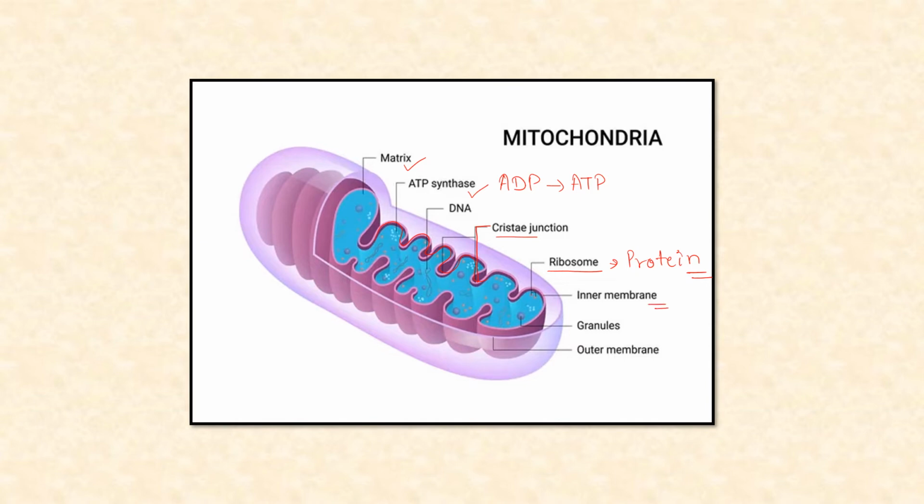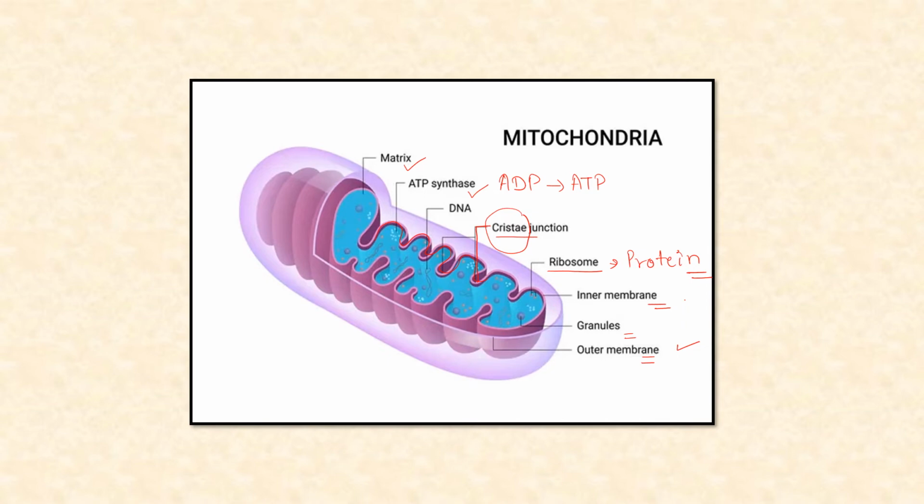This is the inner membrane, these are the granules, and this is the outer membrane. The inner membrane has a larger surface area than the outer membrane, due to the cristae, because of the mitochondrial activity.